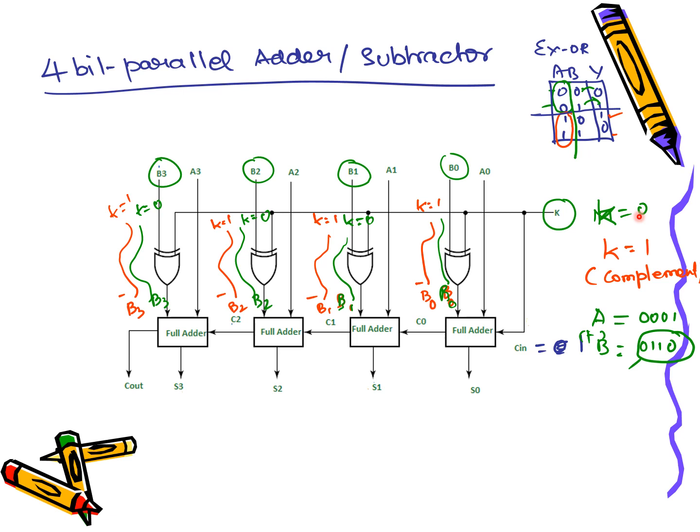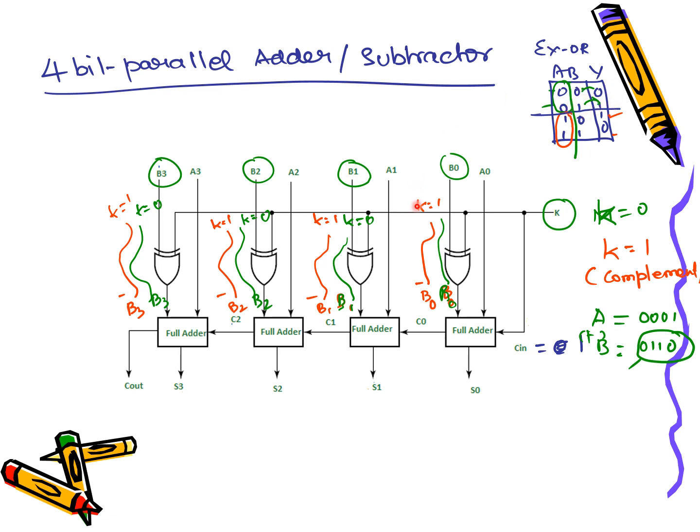If K is equal to 0, what happens? That means K is equal to 0, C in is 0. It looks mostly like your parallel adder, right? When C in is equal to 0, it will perform the addition operation. How? What is your XOR truth table? When you have different inputs, your output is high. Observe that when one of the input signals is 0, whatever B is, 0 gives 0, 1 gives 1. That is the XOR output.